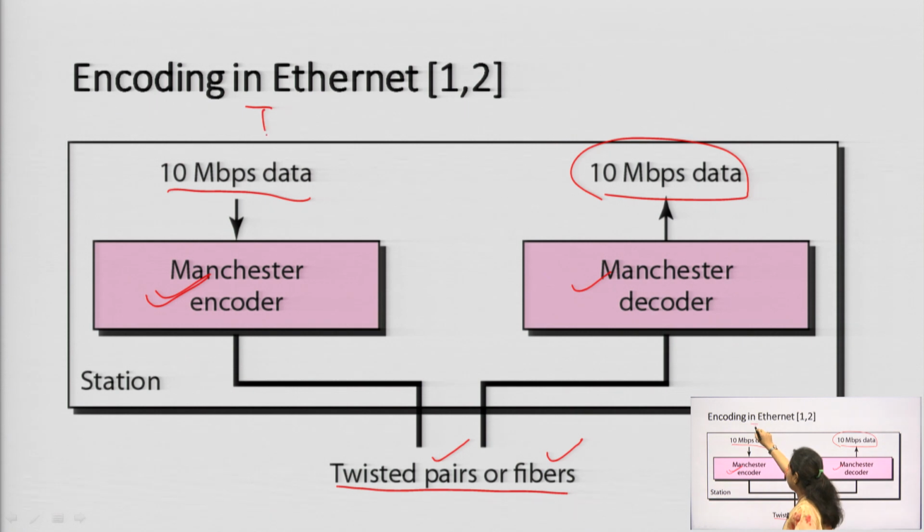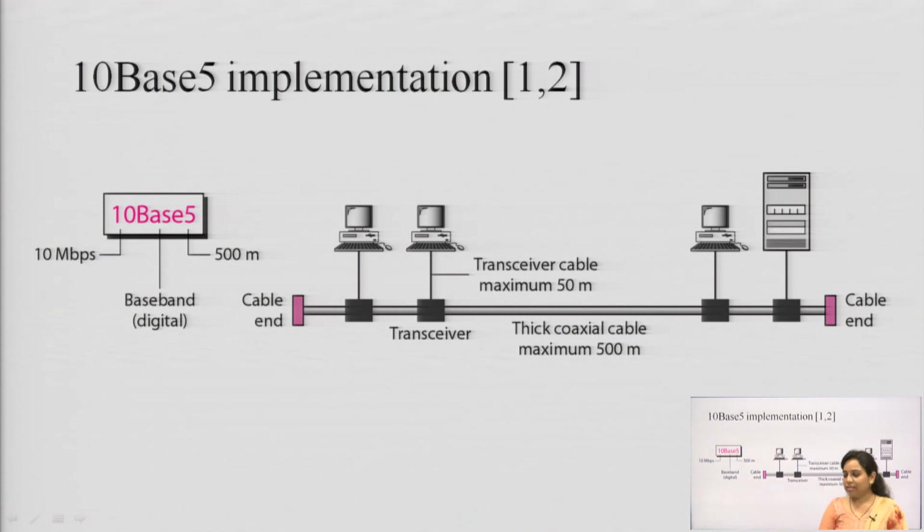So, this is the transmitter side and this is the receiver side, but the main thing that you have to consider is that the standard Ethernet is used for the transmission of 10 Mbps of data, that is 10 megabits per second. Now, next is the 10 base 5 implementation.